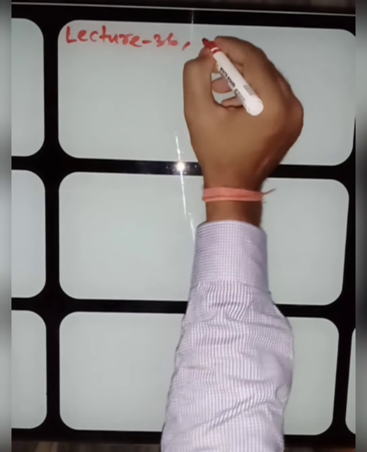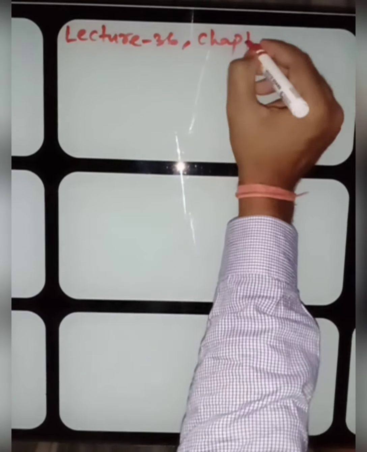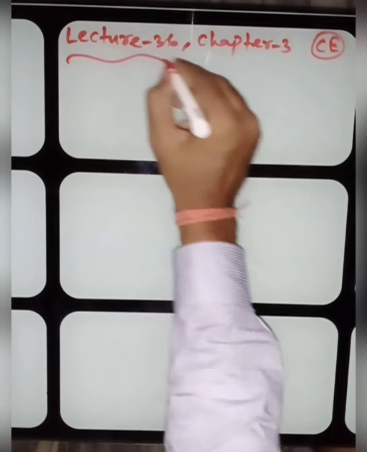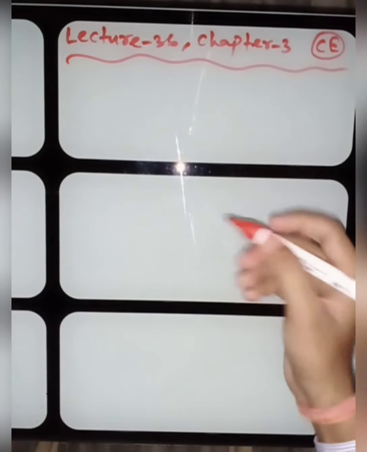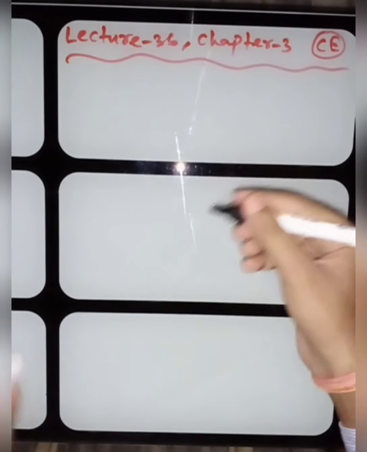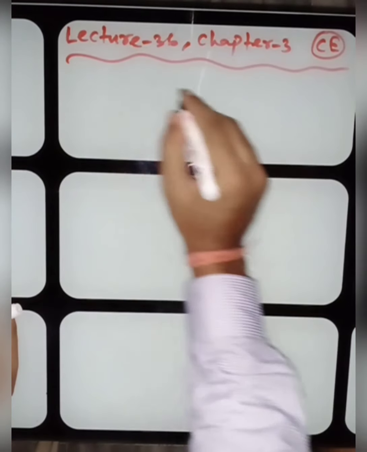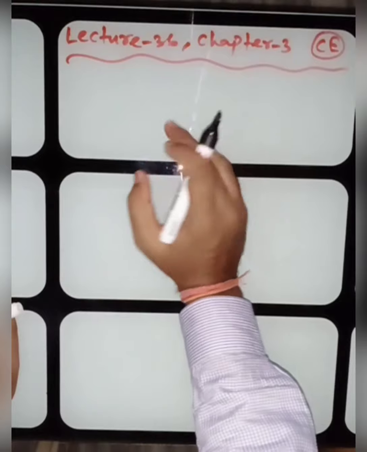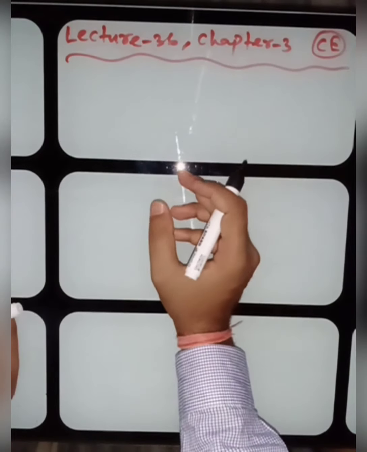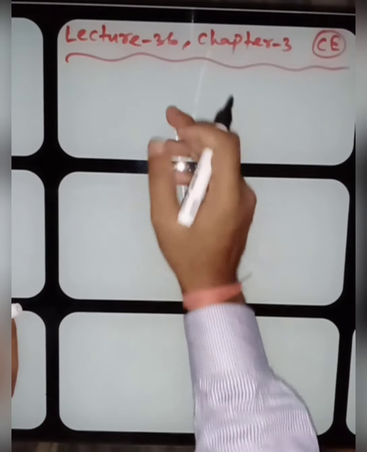Lecture 36 of chapter 3, Current Electricity. Today's lecture, my dear student, will start with an example. Ohm's law, combination of resistors, series combination, parallel combination we have studied so far.